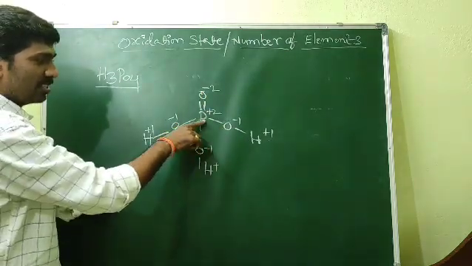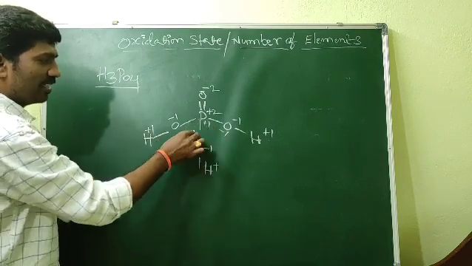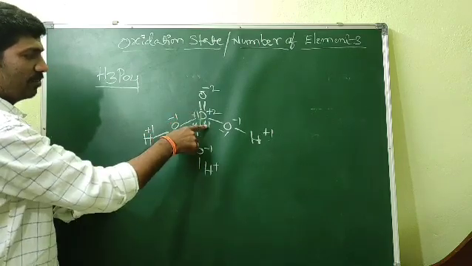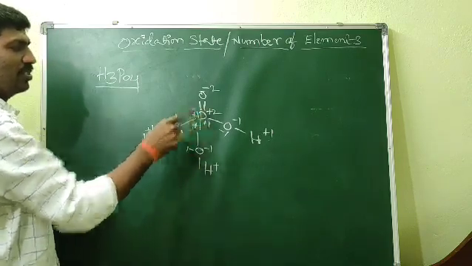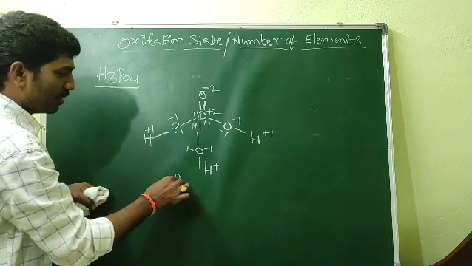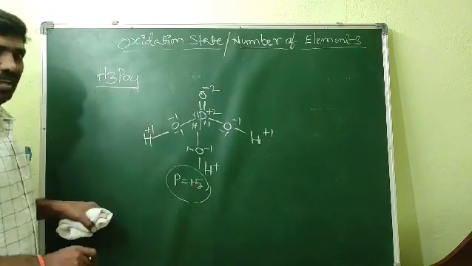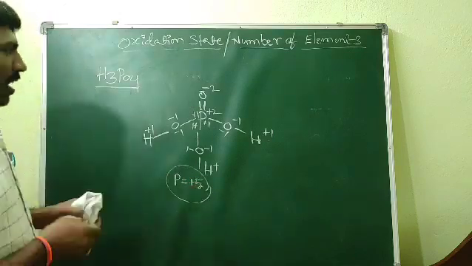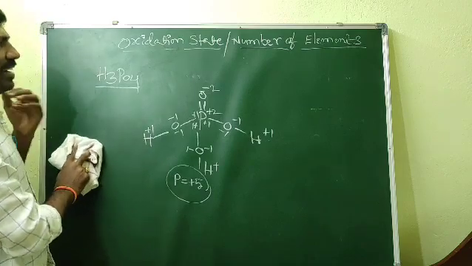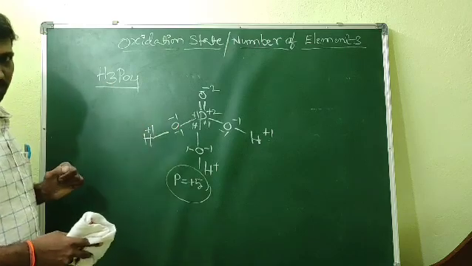Next, this oxygen and phosphorus, this is minus 1, this is plus 1. This is minus 1, this is plus 1. This is minus 1, this is plus 1. Plus 1, plus 1, plus 1. 3 plus 1, so plus 2. Total how much? 5. So phosphorus oxidation state is plus 5 in H3PO4. This is one more example for finding the oxidation state of phosphorus in H3PO4.